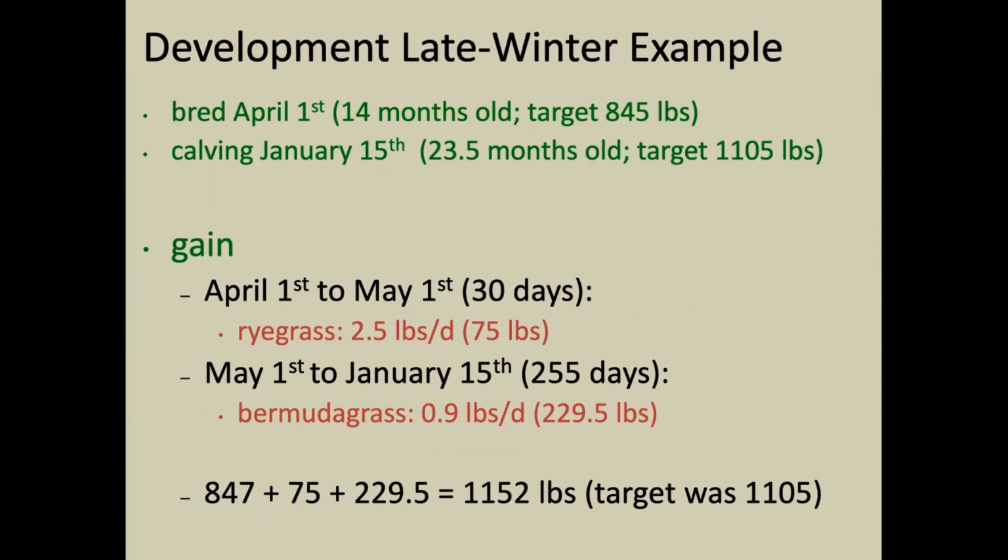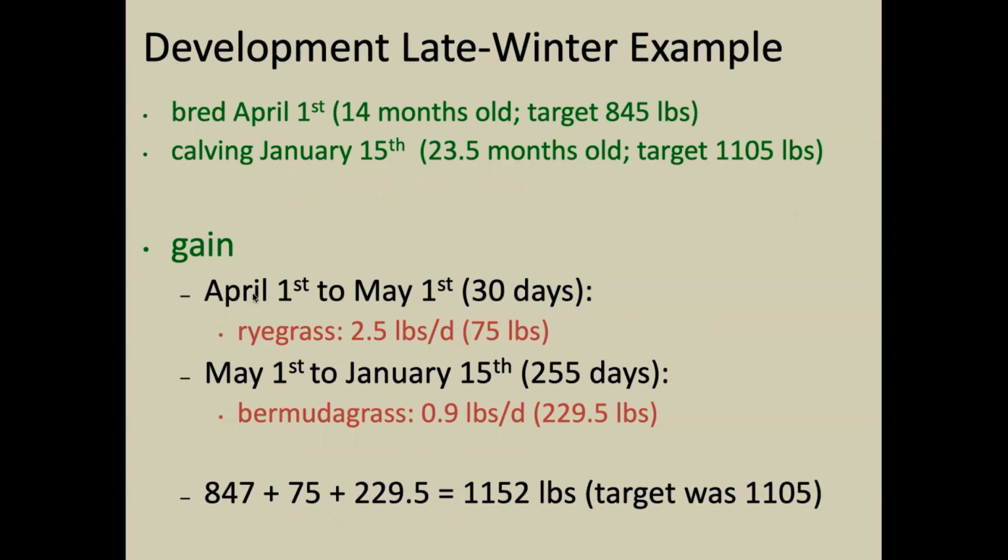So we talked about from weaning to breeding. Now we're going to talk about with the same heifer from breeding to calving. So we bred her April 1st, 14 months of age, weighing about 845 pounds. She's going to end up calving about January 15th. So she's actually not quite 24 months old. She'd only be 23 and a half. We got to hit that target of 1,105 pounds there.